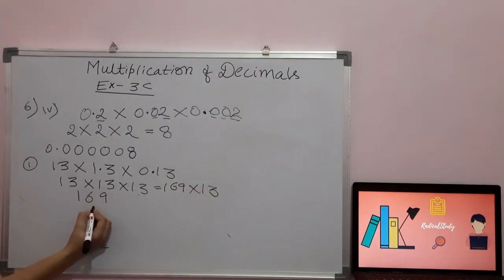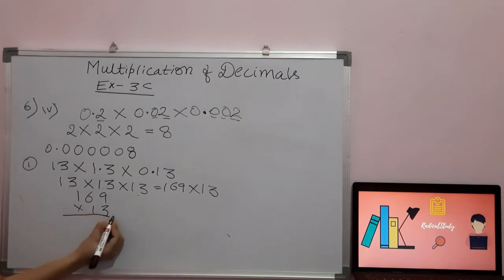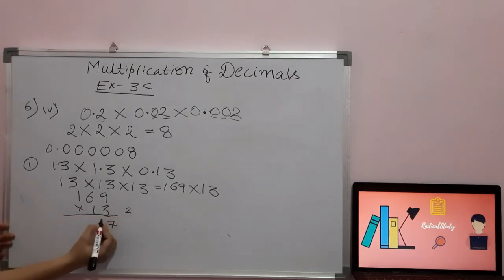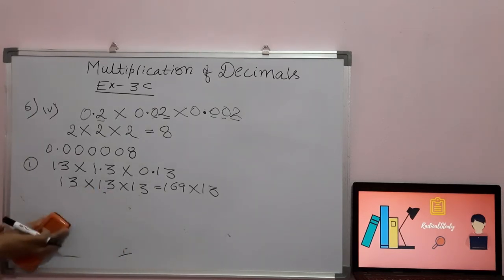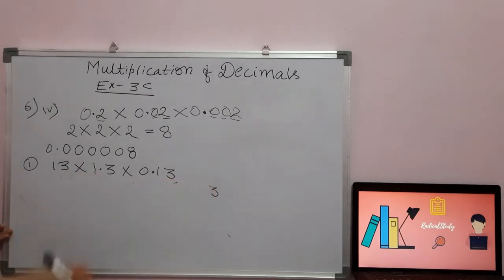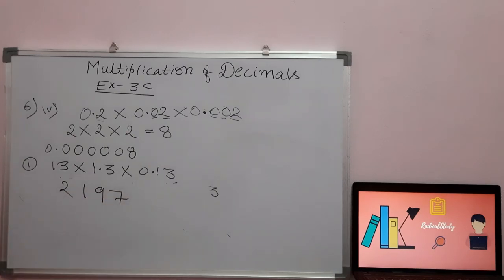Now I'm going to multiply 169 by 13. 3 9s are 27, 2 carry, 3 6s are 18, 20, 3 1s are 3, 4 5. Now 1 9s are 9, 1 6s are 6, 1 1s are 1. Now I'm going to add it for you. So the answer is 2197. What is the answer? The answer is 2197. The answer we got for this option is 2197. First step complete. Now we have to do the second step.